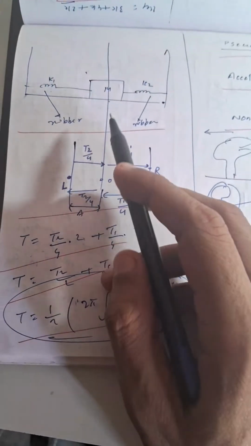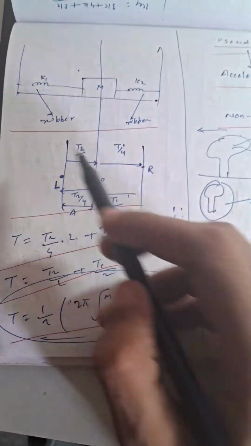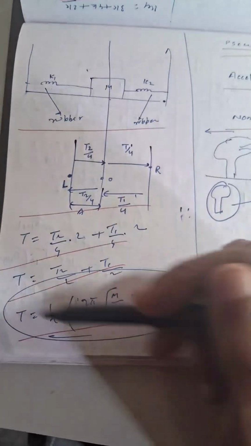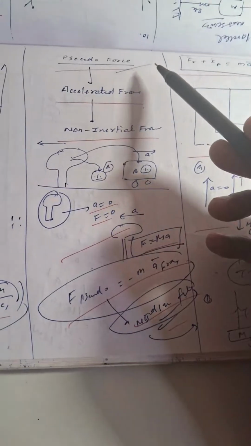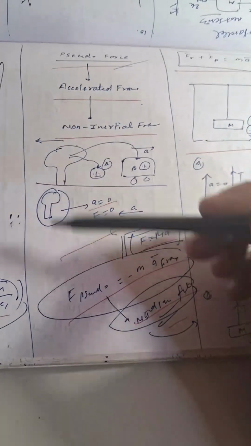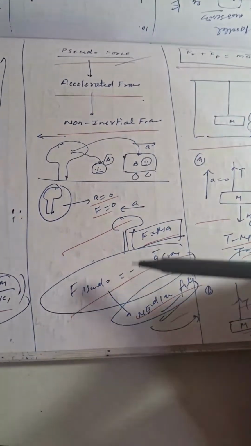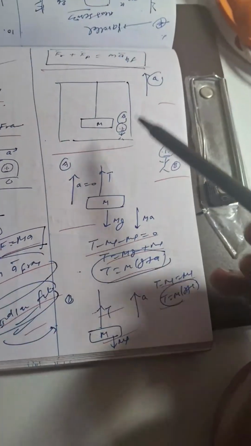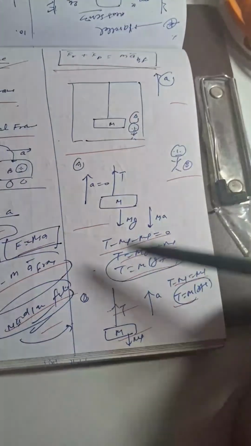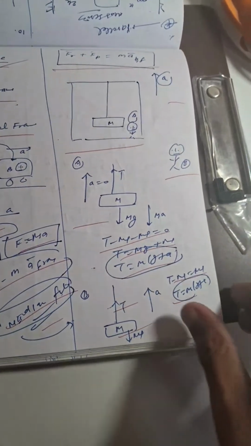Here is also another problem in which K1 and K2 are made of rubbers. We need to find the time period of SHM in this question. It's a good one. Then there are certain concepts for the pseudo force, accelerated frame, non-inertial frame, analysis of them, expression of pseudo force, and a numerical problem based on pseudo force for the calculation of tension in the string.